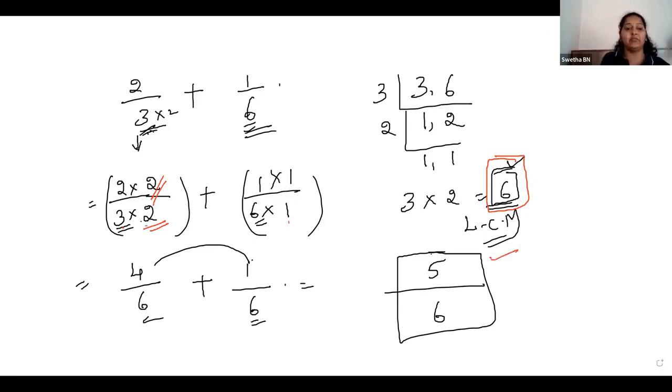I will give one more example. For example, 2 by 7 minus 3 by 21, or take any number. So what are the denominators here? Are they the same? Say yes or no, you should respond. Okay, so are the denominators the same? No, they are different. So what do you have to do? You have to take LCM.